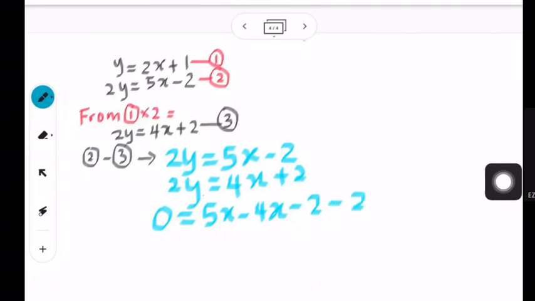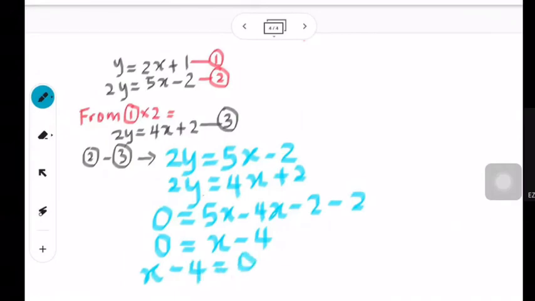Can you see that? So 0 equals to x minus 4, ataupun x minus 4 equals to 0, jadi x equals to 4. Nampak kelas?